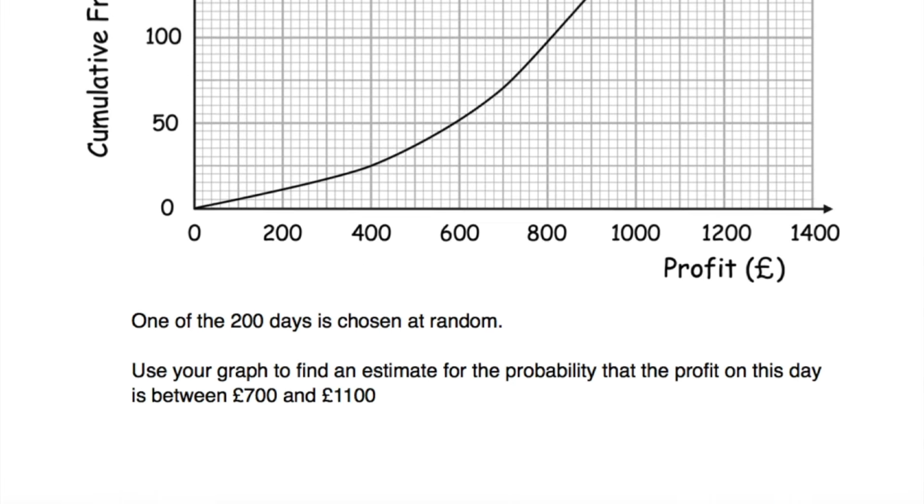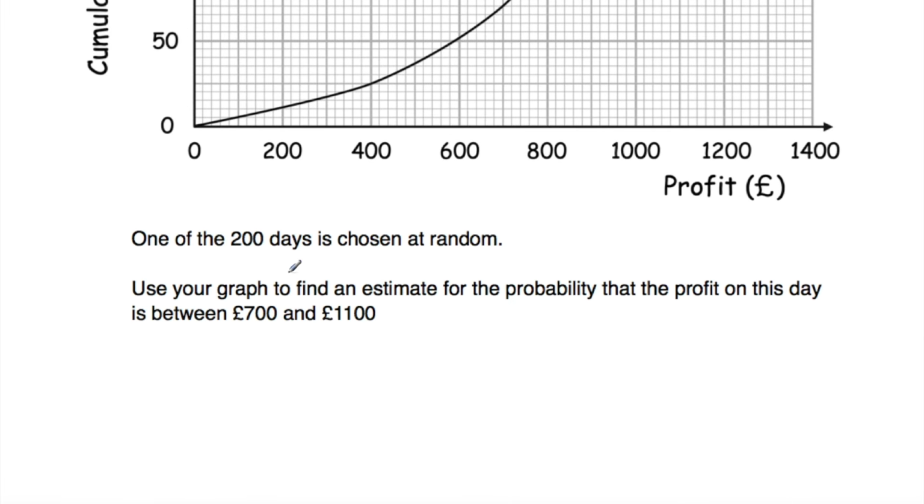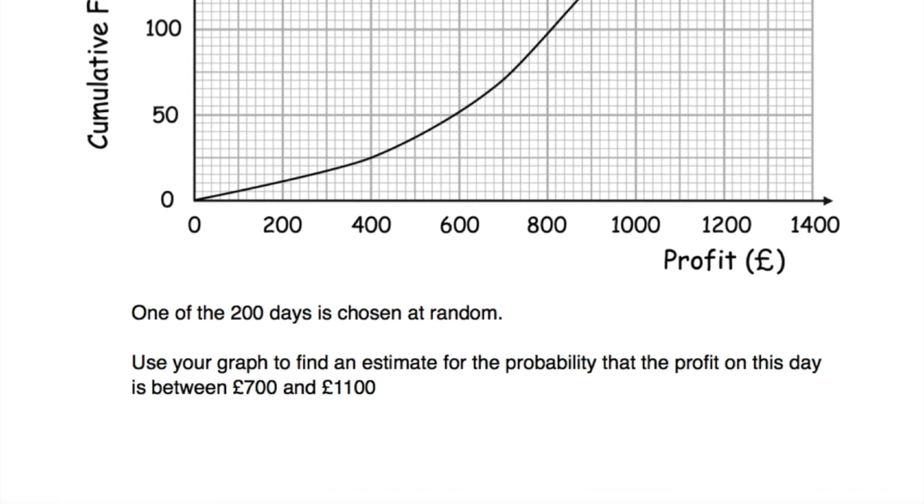So the most amount of profit that they could have made in one of the days would be up to £1,400. And then we're told that one of the 200 days is chosen at random. So one of these days is chosen at random. And we've been asked to use the graph to find an estimate for the probability that the day chosen at random, the profit on that day was between £700 and £1,100. So let's find out how many days the profit was less than £700. Let's find out how many days the profit was less than £1,100. And the difference between them will be our estimate for how many days the profit is in between £700 and £1,100. So let's start off with £700 to begin with.